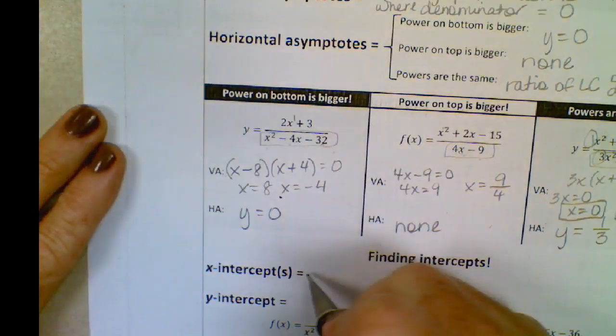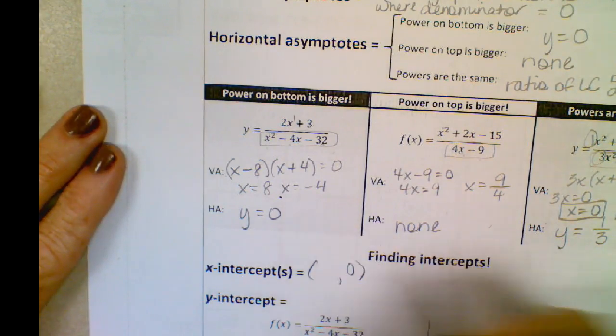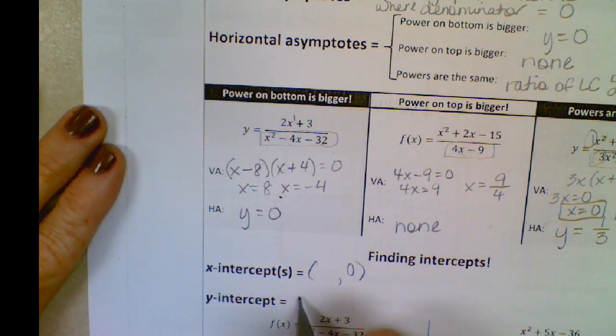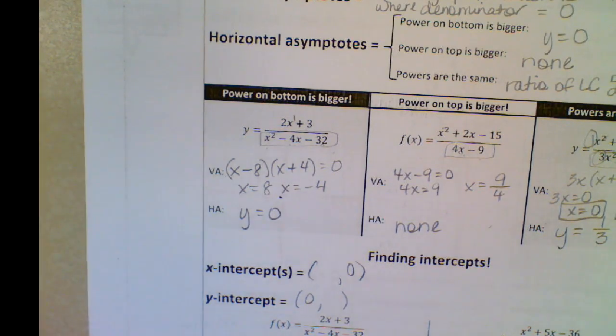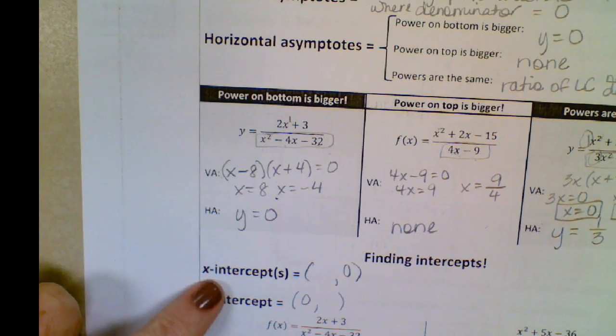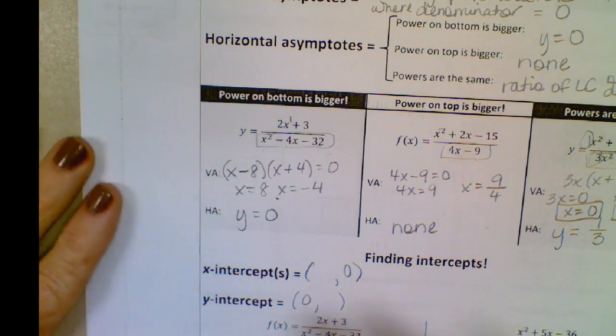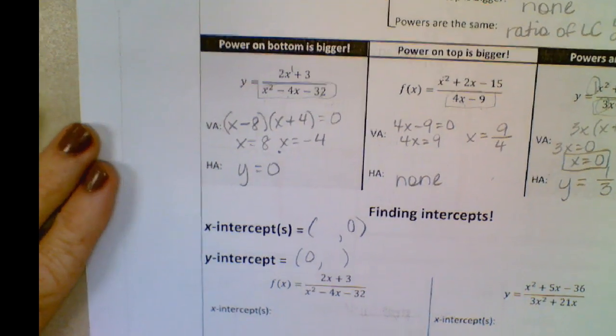Okay, let's find intercepts. So remember, for x-intercepts, your y value is always 0. For y-intercepts, your x value is always 0. That's something we just know. Y-intercepts always intersect the y-axis, x-intercepts always intercept the x-axis, and those are always going to be true for those points.